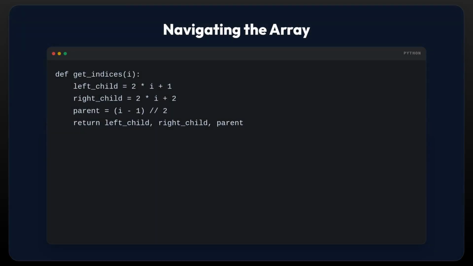Because we have no pointers, we calculate navigation with arithmetic. If you are at index i, your left child is at 2i + 1. Your right child is at 2i + 2. This allows us to traverse the tree structure with zero memory overhead.